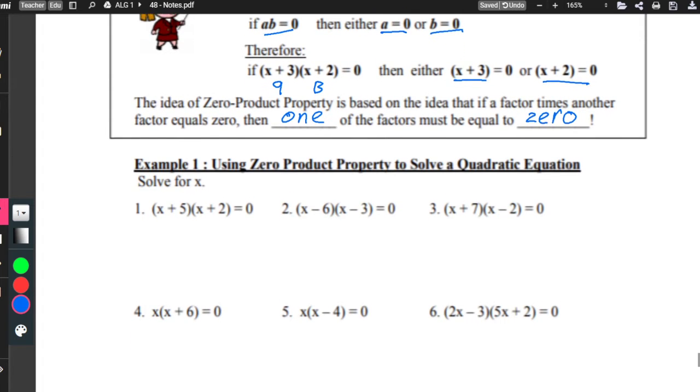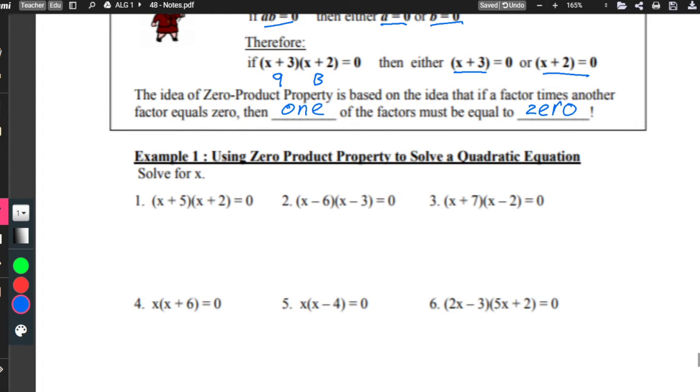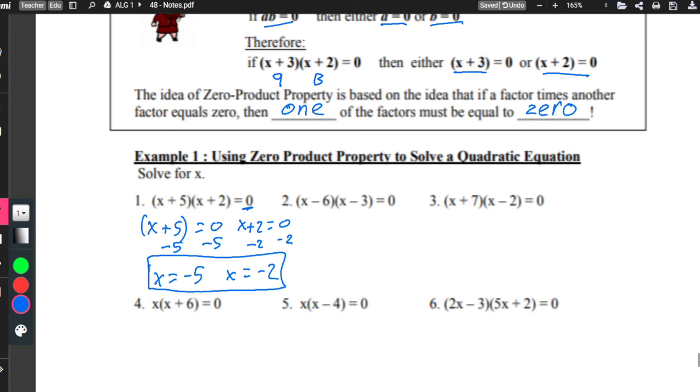So just some examples using that. Because of this, x can have two different answers for when it equals 0 when we have this property. How we do that is we set each factor equal to 0. So we'll do x plus 5 equals 0, and then x plus 2 equals 0, and then we solve for x. For this one, we subtract 5 from both sides, and we have x equals negative 5. For this one, we subtract 2 from both sides, and we get x equals negative 2. Both answers are correct. These are the zeros, or the solution set, whatever you want to call them, for a quadratic equation.